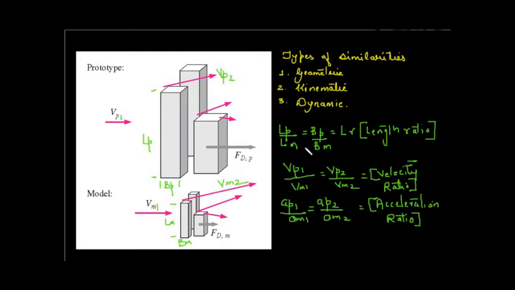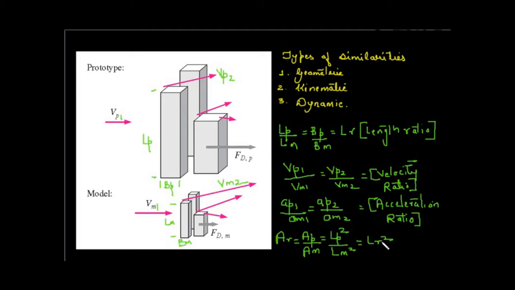One more thing regarding the geometric similarity is that from the length ratio we can also calculate the area and volume ratios very easily. The area ratio will be area in prototype upon area in model, and area in prototype is the square of length in prototype. It is the multiplication of two linear dimensions. So that's why I will write LP square upon LM square. So that is nothing but LR square.